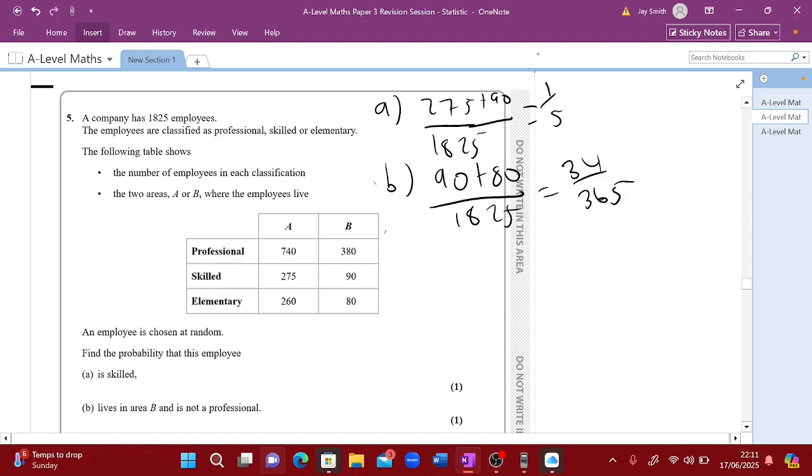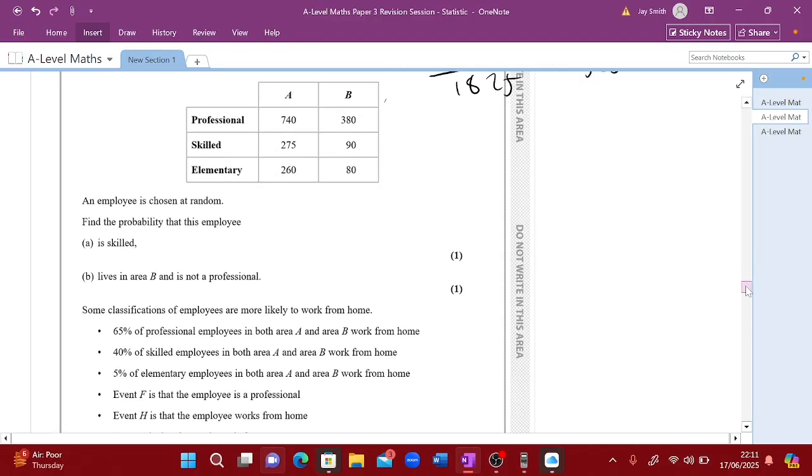So this method worked because I'm accounting for the intersections. See how I did here, area B, and then I've looked at the intersection by doing this. So I've accounted for the fact they might not be independent. Anyway, so that's part B.